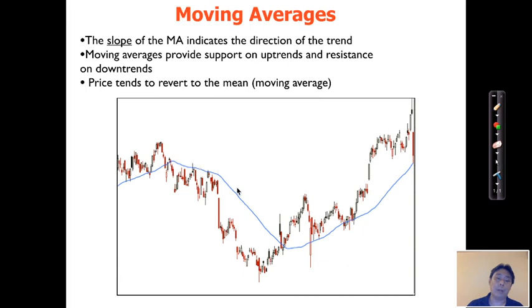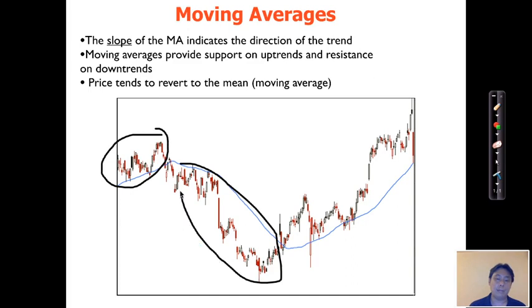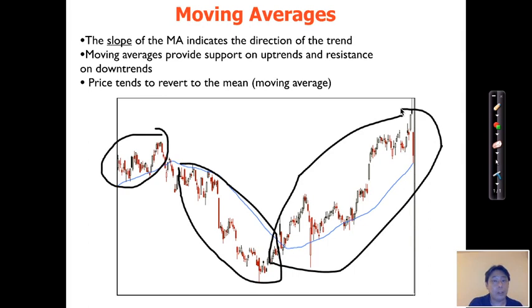And then what happens over here? Over here, notice the blue line is sloping down. When it's sloping down, it's a downtrend, right? And usually the prices are below the moving average when it's on a downtrend. Over here, what happens? The price gets above the moving average again, and it starts sloping up. All right, so this is an uptrend, this is a downtrend, and that is an uptrend. All right, pretty straightforward, right?